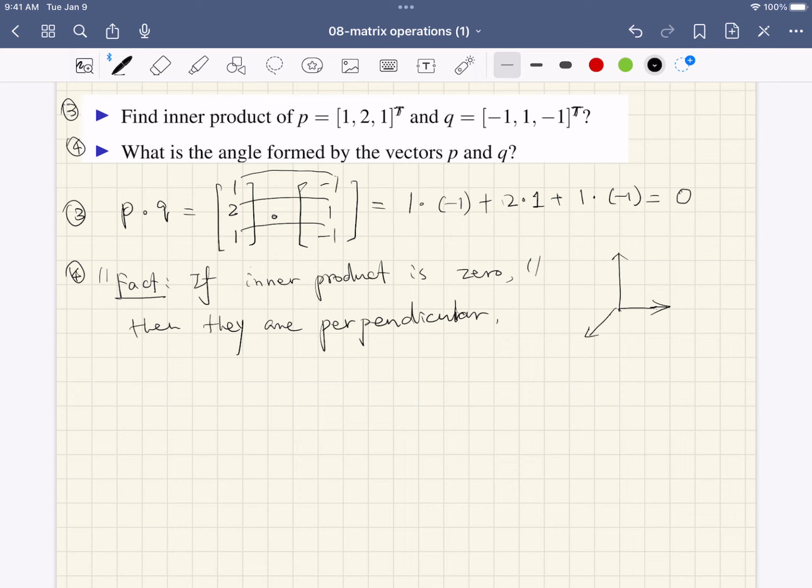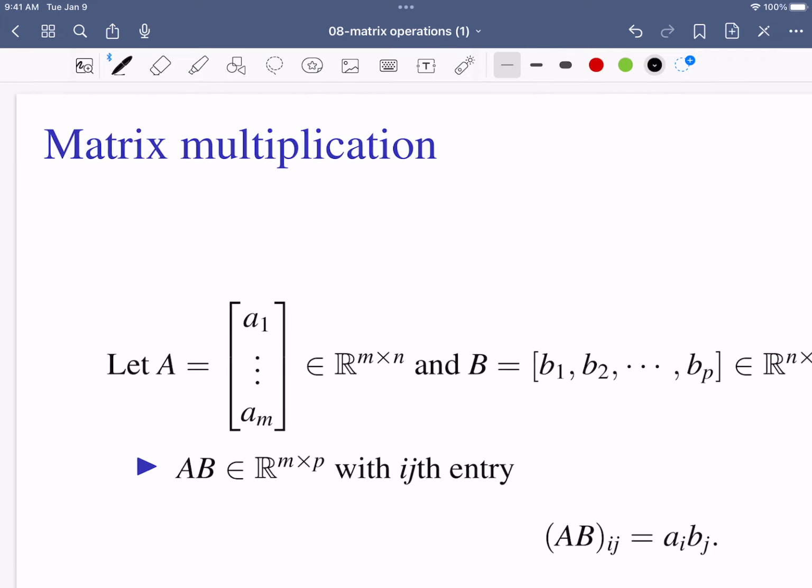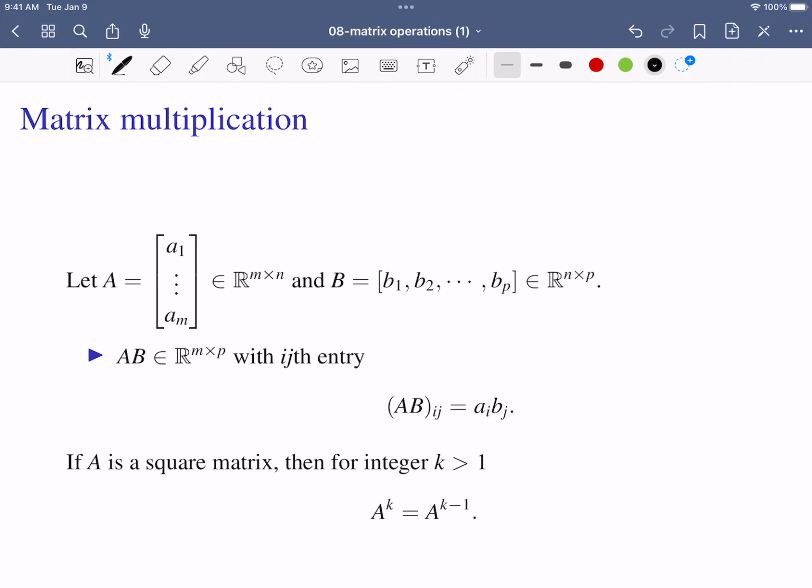So from this proposition, we can say P is perpendicular to Q because their inner product is 0. Now we can define matrix multiplication for the general cases. Not every two matrices are multiplicable to each other. They have to have not the same shape, but a specific shape. They have some specific conditions to be satisfied.